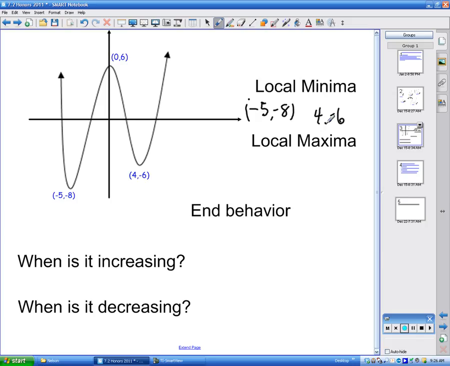So I call these the local minimums because we want to figure out where's a local low point. Granted, this is the lowest point of them all. That's the farthest it goes down. But this is also another local minimum. That's where it changes from going down to going up. The local maximum would be 0, 6. Now the absolute maximum is infinity because these go up forever, but the local maximum is that.